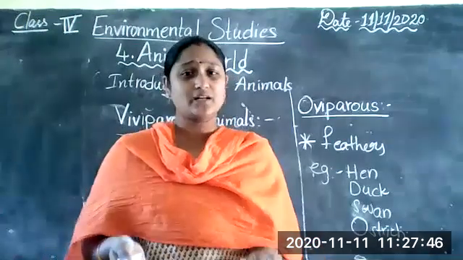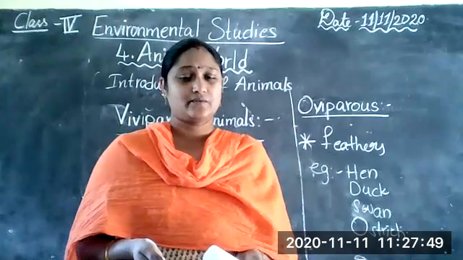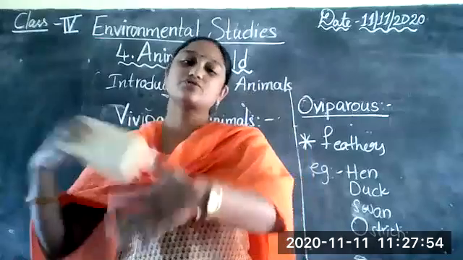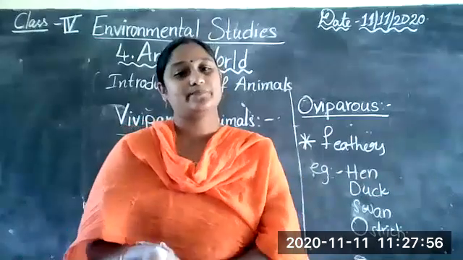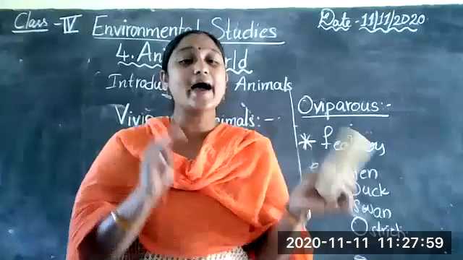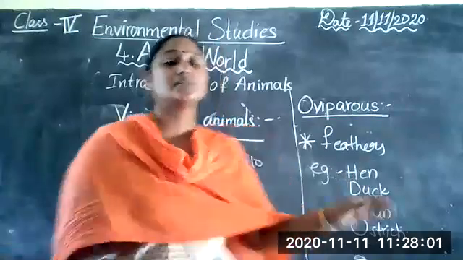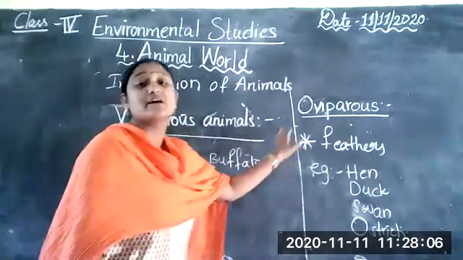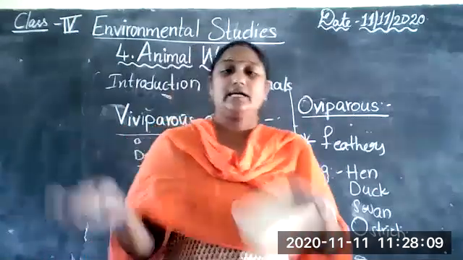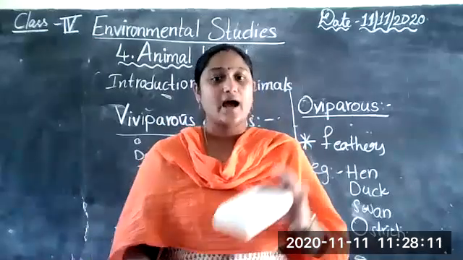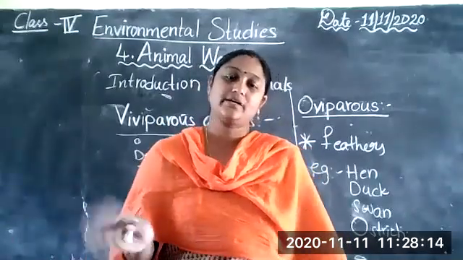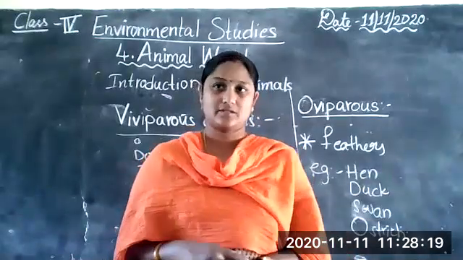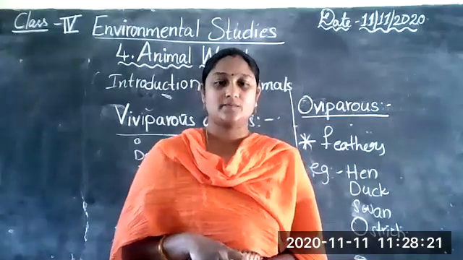Why? Because we do not lay eggs. Women also give birth to young ones, same as animals that directly give birth to young ones. That is called a viviparous animal. Next, oviparous means animals that lay eggs, incubate them, and get young ones. That is about oviparous animals. Did you understand, children?